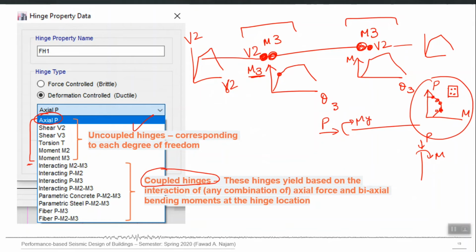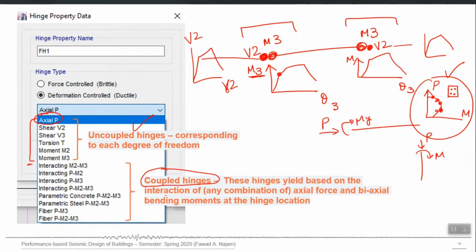So therefore we also have hinges which take care of this coupling, this interaction. So in columns you will be defining one m theta curve for your column, but at the same time you will also be defining the PM interaction curve for your column. So you are telling the program that when the axial load increases, my yield moment reduces, right? Or when the axial load on my column reduces, my yield moment increases.